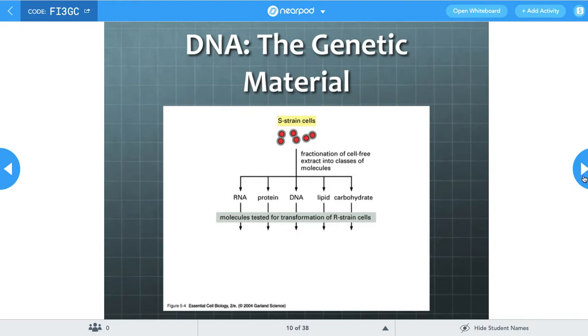He concluded that proteins were not genetic material in 1928. However, in order for us to consider this supported, we had to have multiple experiments. So what happened here is we took the same two strains of pneumonia, and we took the S strain cells, and then we did a fractionation of cell-free extracts into the classes of molecules. We combined the S strain extracts, RNA, protein, DNA, lipids, and carbs from the smooth strain, and we wanted to see which one tested for transformation.